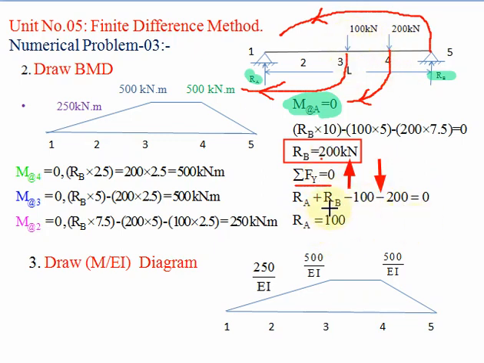From this, put the value of RB, that is 200. So 200 plus 200 minus 200 get cancelled. So we get the value of RA equal to 100. Now as we know the support reactions RA and RB, the next step is to draw the bending moment diagram. Here we have to find out the bending moment value at each node. What will be the value of bending moment at node 1 and 5?